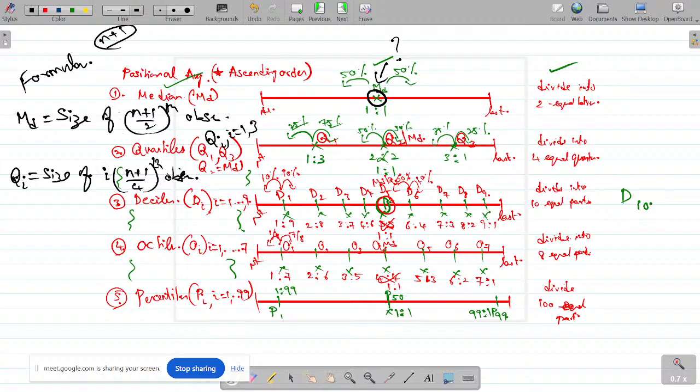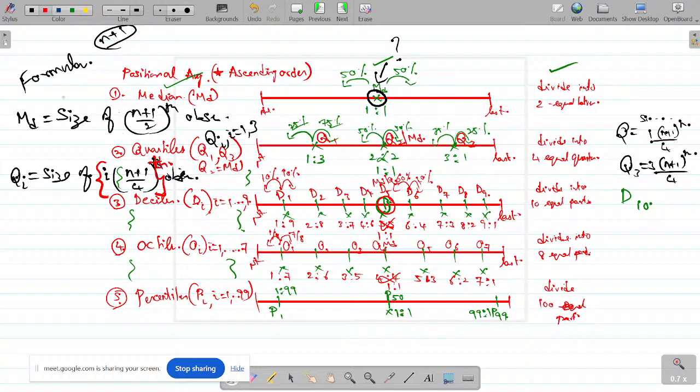For example, what will be the value for third quartile? I'll write it over here. Quartile 1 will be size of 1 into (n plus 1) by 4th observation. If it is quartile 3, then it's going to be 3 times, right? 75%, 3 times. So 3 into (n plus 1) by 4th observation will be the answer. So we'll multiply i. I have to draw a bracket. We have to find this value, then this observation.